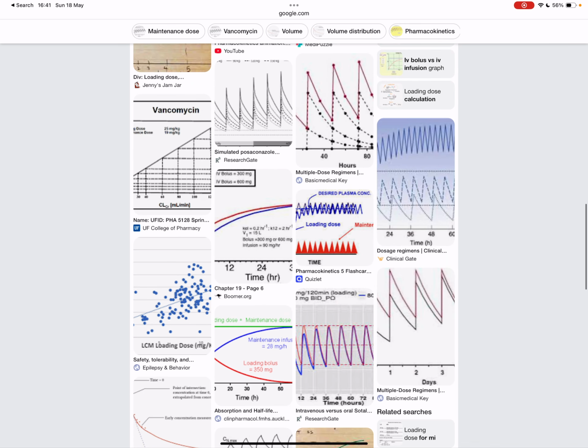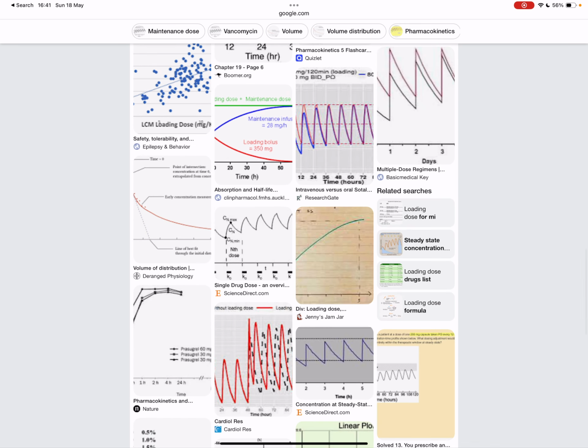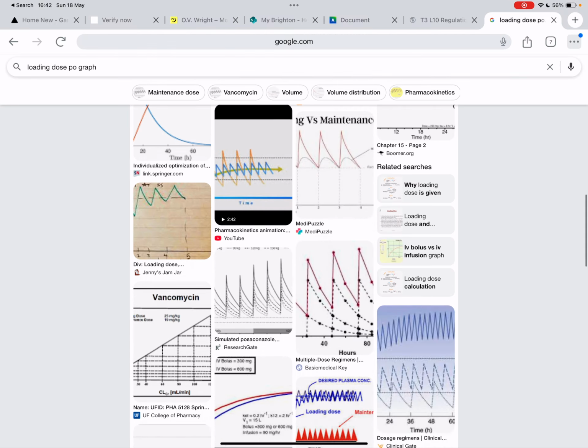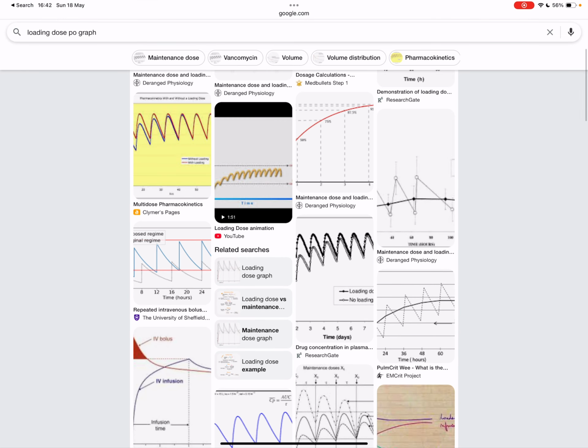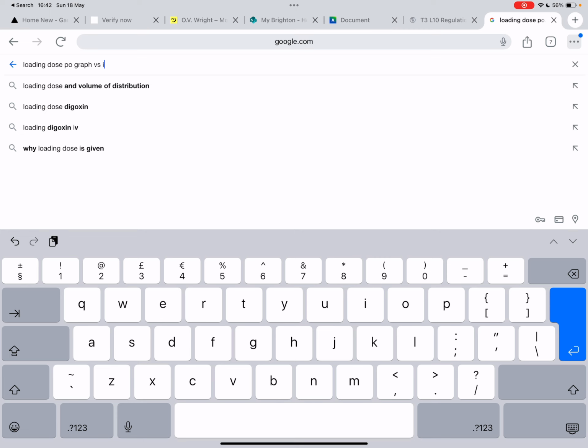What does the PO mean anyway? PO means per os, Latin for by mouth, referring to oral administration of a drug, like swallowing a pill. It contrasts with IV, intravenous, where the drug is injected directly into the bloodstream. Want more on how PO dosing affects pharmacokinetics?